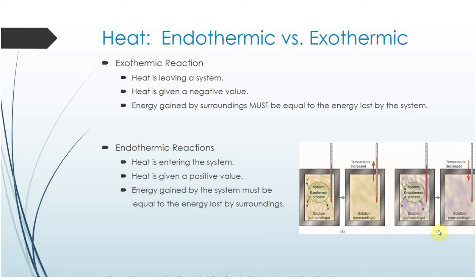Now, the other thing we need to talk about is heat in general. If heat is leaving a system, heat is exiting, this is going to have a negative value for the system. The system has lost it. It's the same as losing money. You have to write a negative value in your checkbook. So the idea is whatever is lost from the system must go into the surroundings.